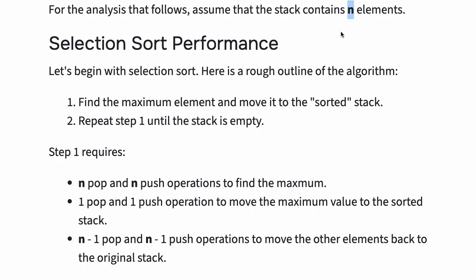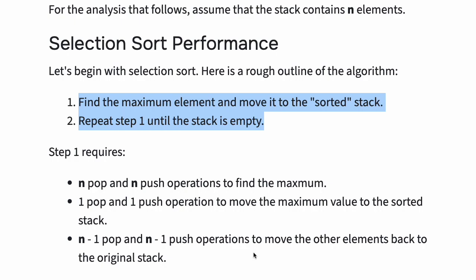Let's begin with selection sort. Here is a rough outline of the algorithm. First, find the maximum element and move it to the sorted stack. Then repeat step 1 until the stack is empty. Step 1 requires n pop and n push operations to find the maximum, 1 pop and 1 push operation to move the maximum value to the sorted stack, and n-1 pop and n-1 push operations to move the other elements back to the original stack.